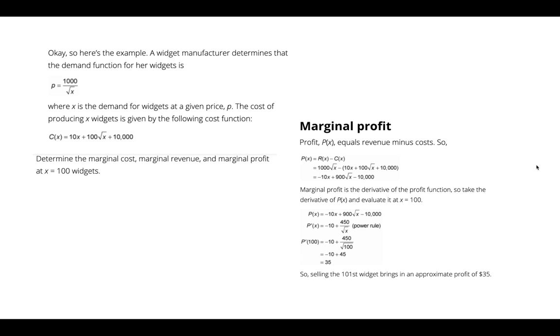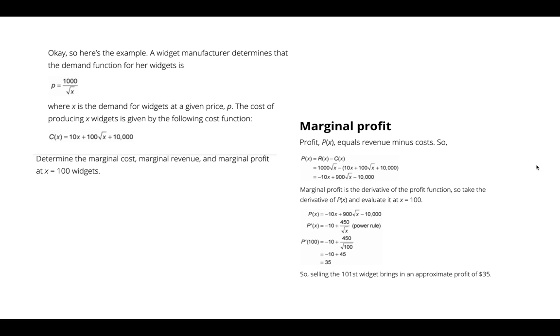So in order to find that marginal profit, we have to take the first derivative here. And so negative 10x is going to have negative 10 as its derivative. 900 times square root of x is going to have 450 over square root of x as its first derivative. And again, the constant has a first derivative of 0, so we don't even need to show that term.